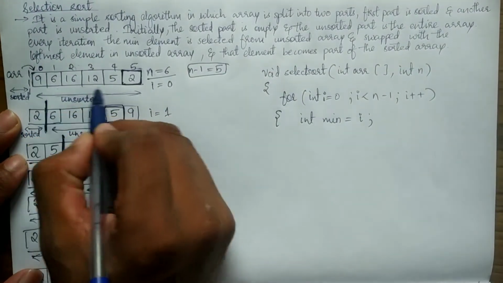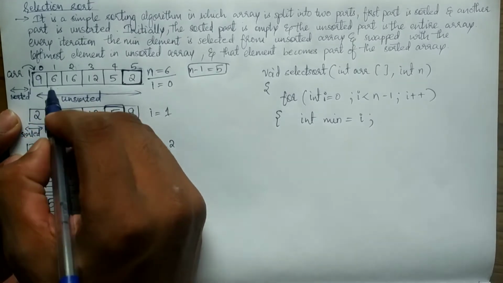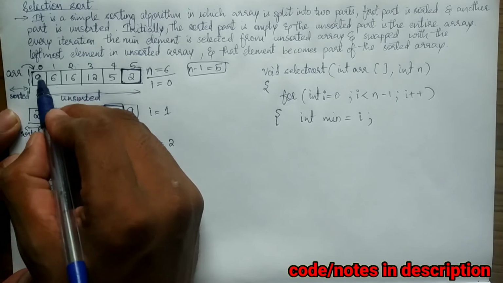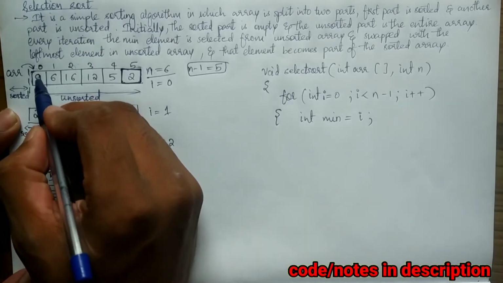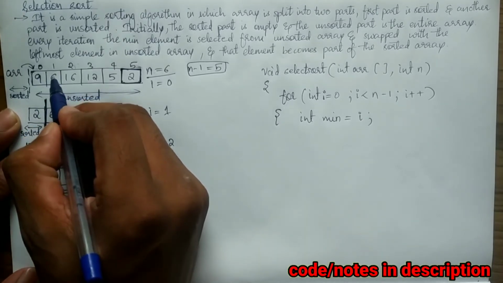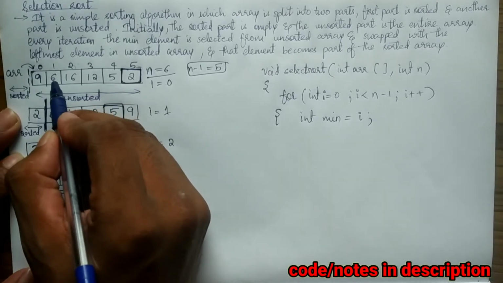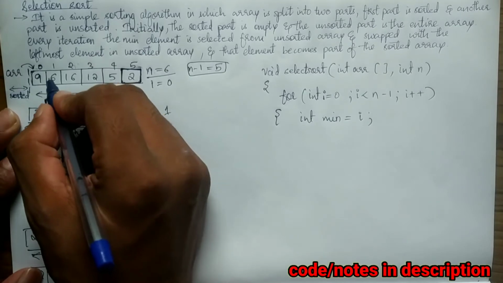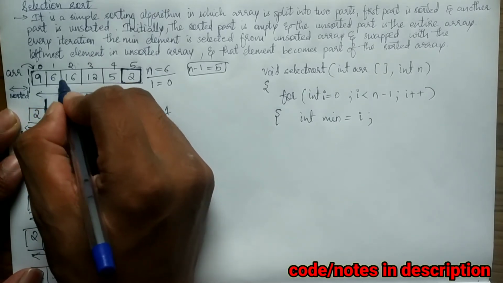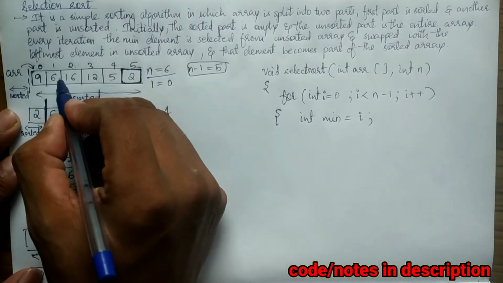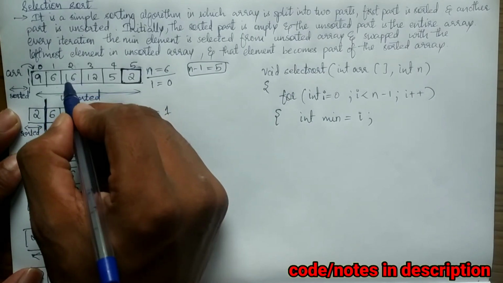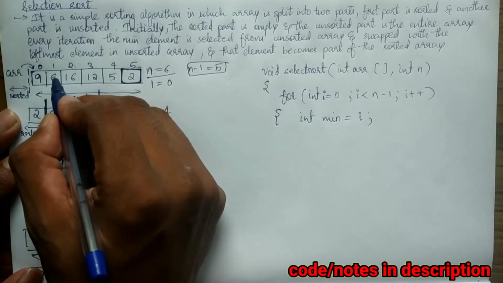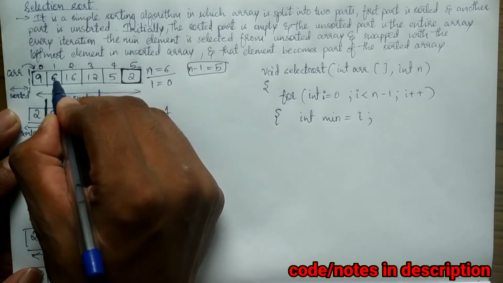So in this array, first we'll make 9 our minimum element. After making 9 our minimum element, we'll check 9 with the next element. Is the next element smaller than 9? Is 6 smaller than 9? Yes, 6 is smaller than 9. So we will make 6 the minimum element. Now we'll check 6 with the next element, that is 16. Is 16 smaller than 6? No. So our minimum element will remain 6.